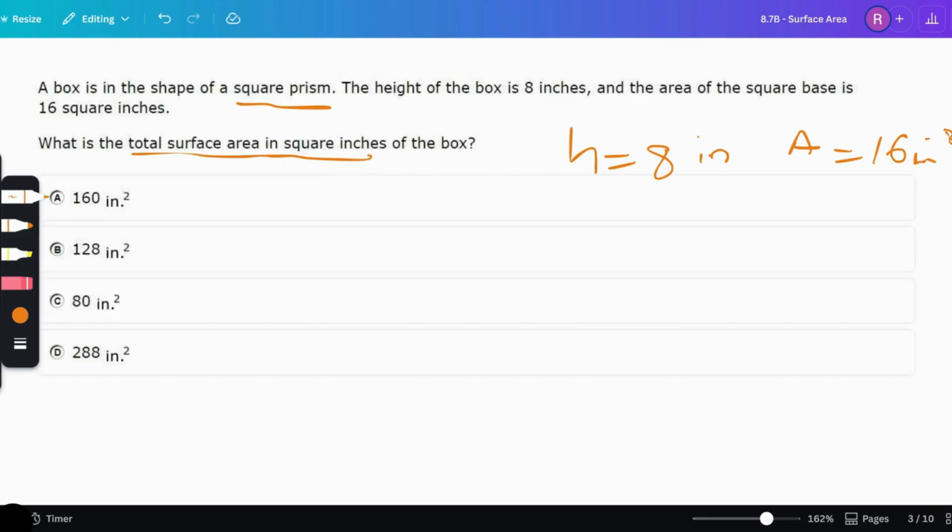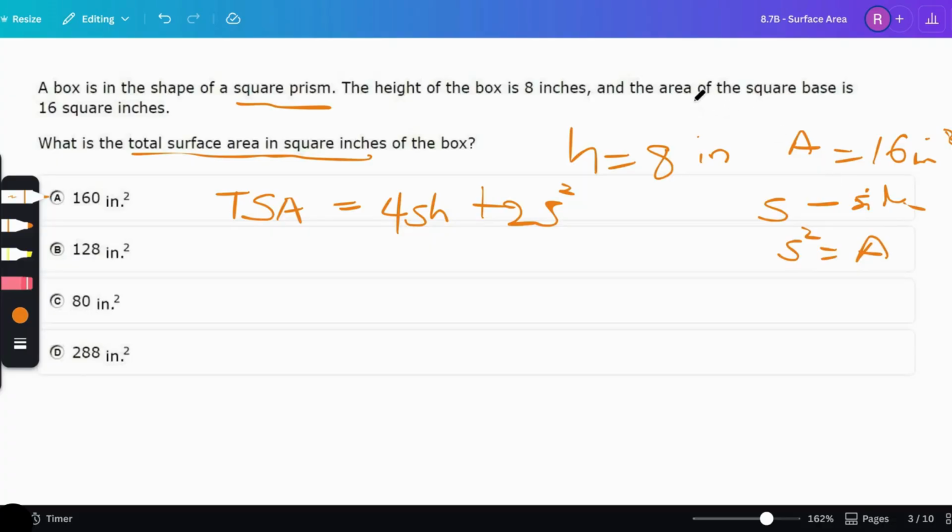We are to calculate the total surface area. And what is the formula for calculating the total surface area of a square prism? The total surface area is 4sh plus 2s squared, where s is the side of the square. s squared is the area of the base, that is the area of the square base, from this formula. So now we are to calculate this.